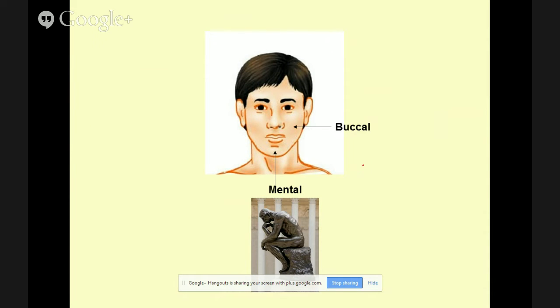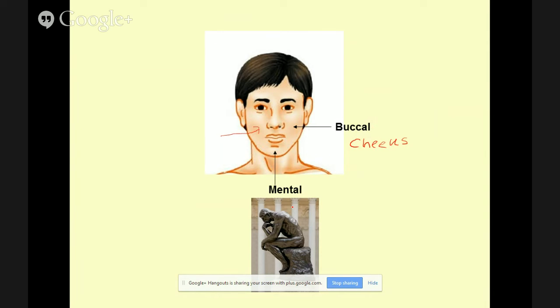Now here's some more structures on your head. Buccal. Buccal are your cheeks. So here's another buccal over this side, the other cheek. And the reason that buccal is used for the cheeks is that there's a muscle in there called the buccinator muscle, which pulls on your mouth when you smile. So that's where the origin of that word came from.